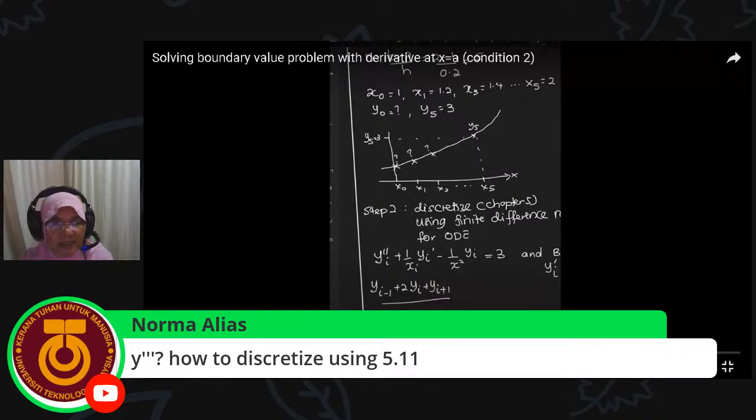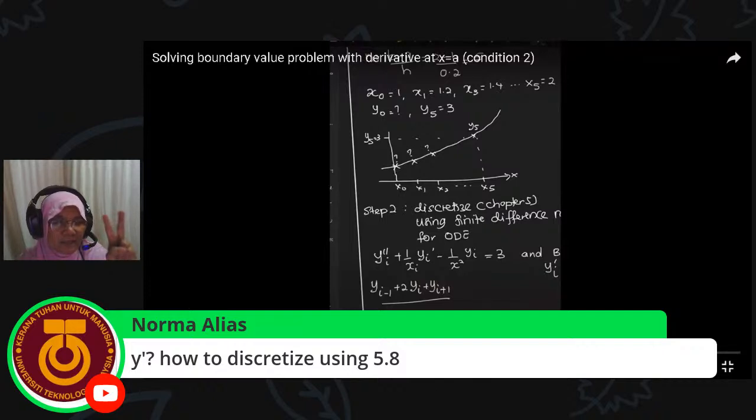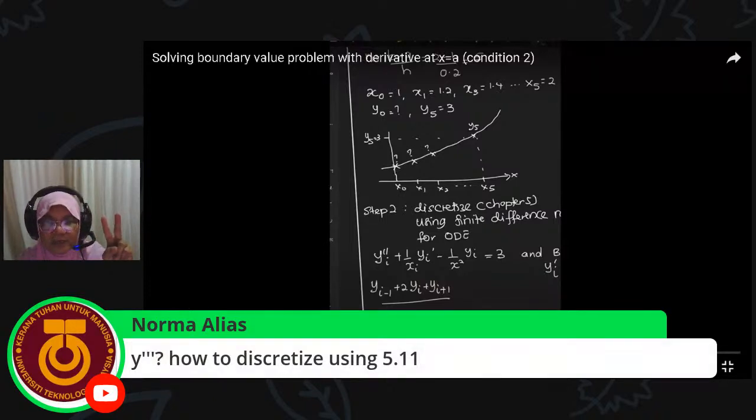This one is the second order derivative, so you go to 5.11. For the first derivative, you use the second order two-point center difference formula: yi plus 1 minus yi minus 1 divided by 2h. For this one, the formula is the three-point second order derivative: yi plus 1 minus 2yi plus yi minus 1 divided by h squared. This one you need to be careful with.